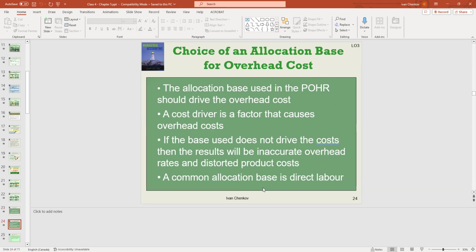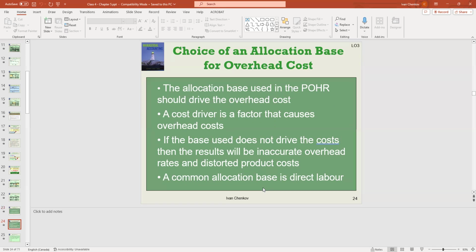So the allocation base is the key in our calculation. The allocation base should actually drive the manufacturing overhead cost, and the cost driver is the factor causing the overhead cost.